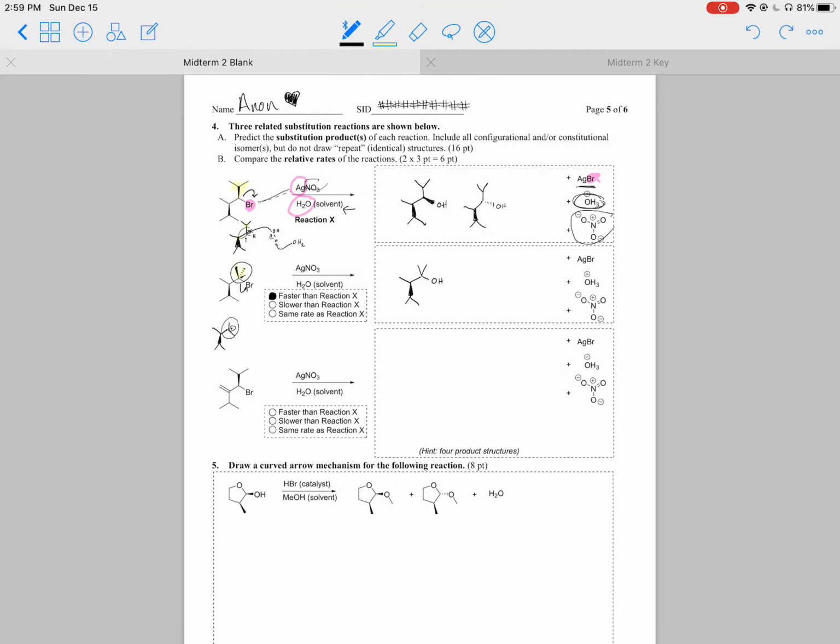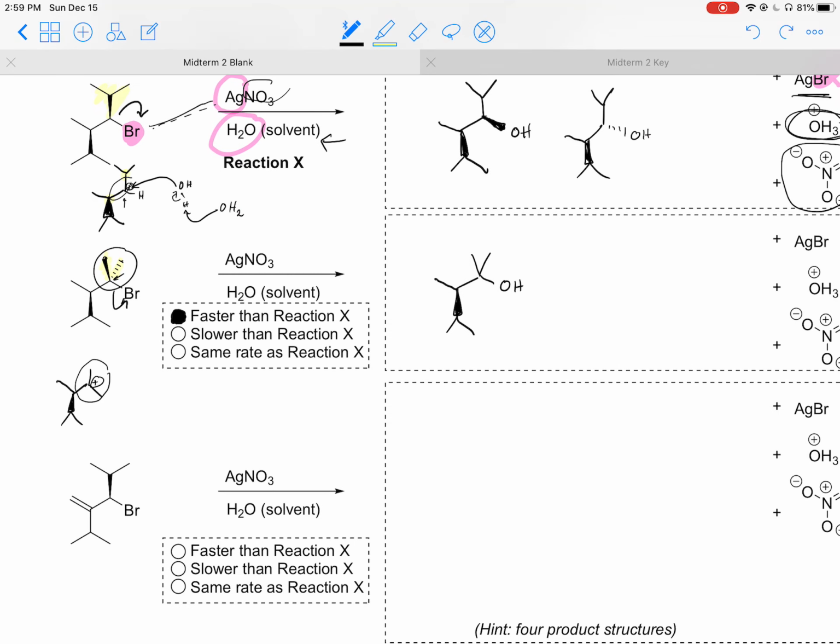Pay attention to the directions and pay attention to where it is okay to draw it like that. You could do that even here, but you can't repeat it. You can't do the wedged and the dashed one and then switch them. That would just be wrong because you're showing the same material twice, since that's not a stereocenter.